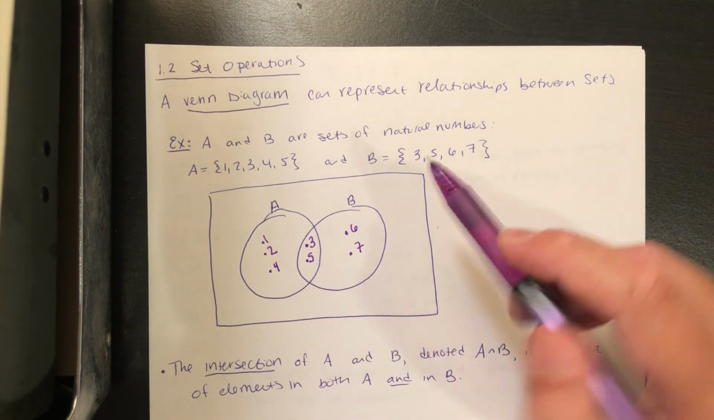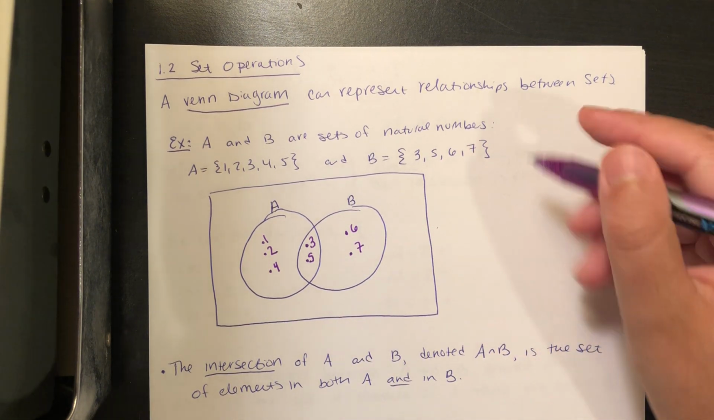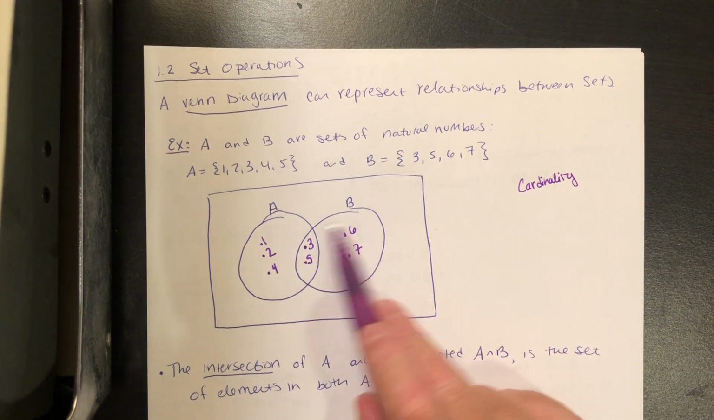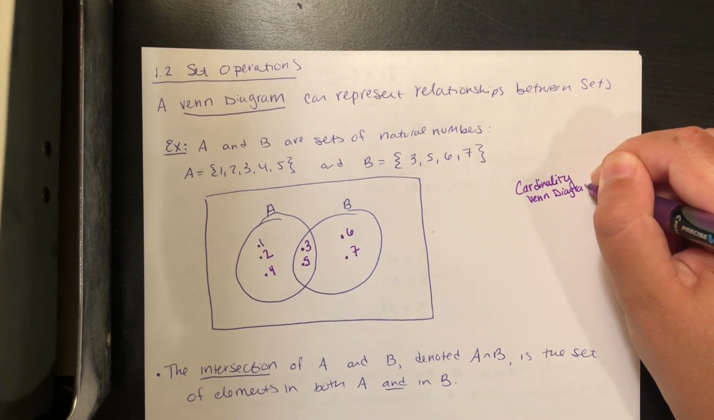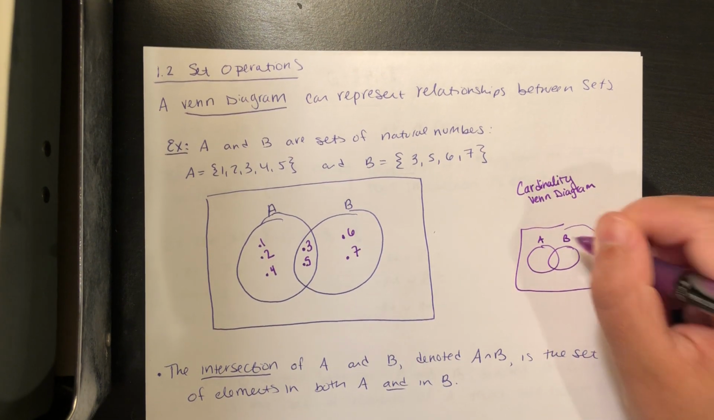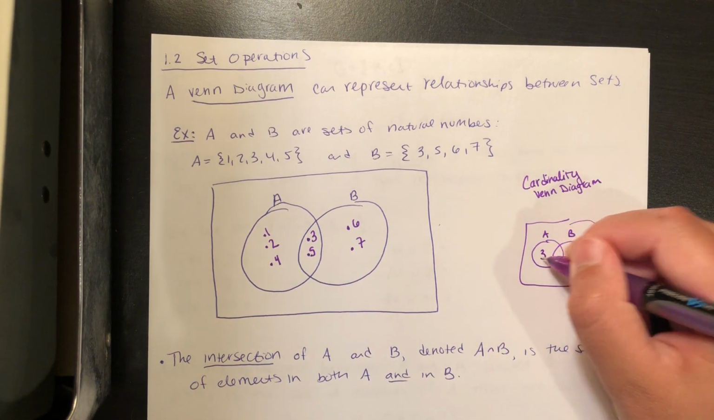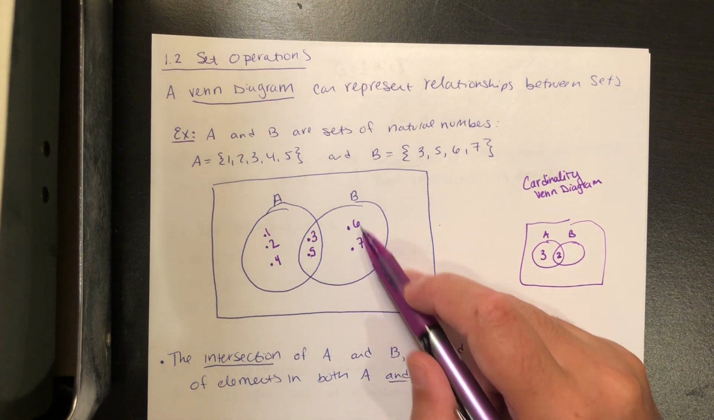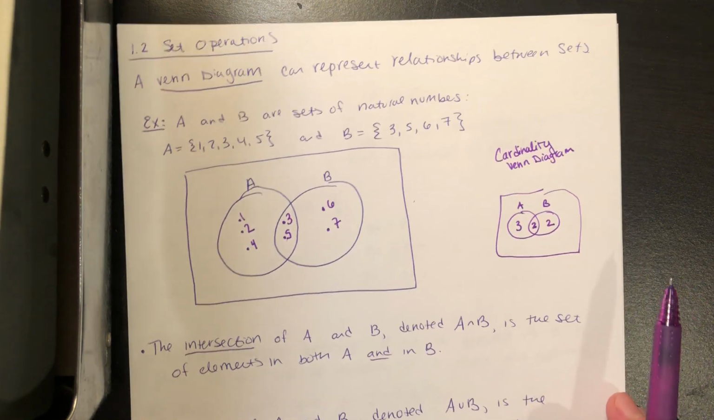Sometimes you'll see people draw a Venn diagram and use the Venn diagram to represent cardinality of particular areas, right? So if we had a cardinality Venn diagram to represent this particular relationship between A and B, it would look like, here's A, here's B. We would write down, well, how many elements are just in A but not in B? There's 1, 2, 3 of them. How many elements are in both of these sets? Well, just 3 and 5, so there's 2 of them. And how many elements are in B but not A? There's 2 of them.